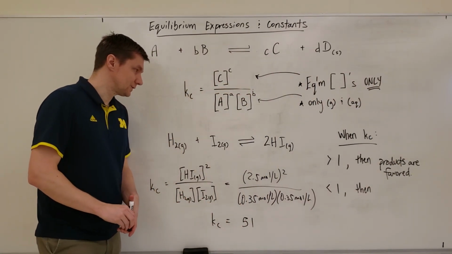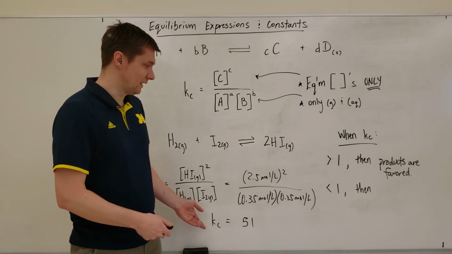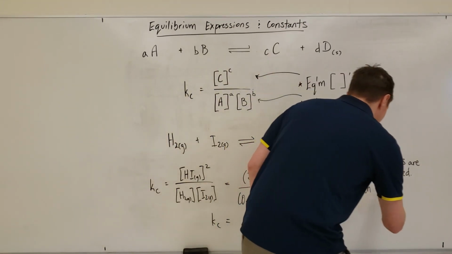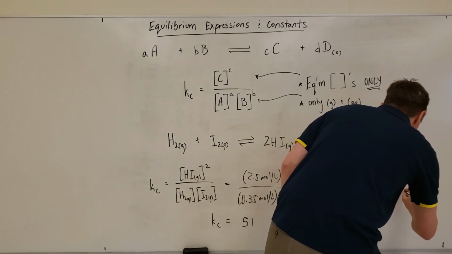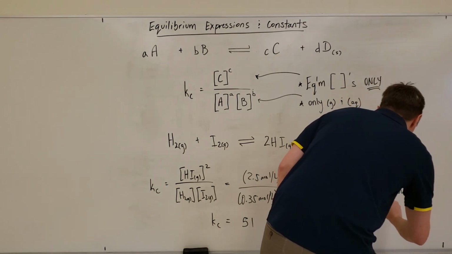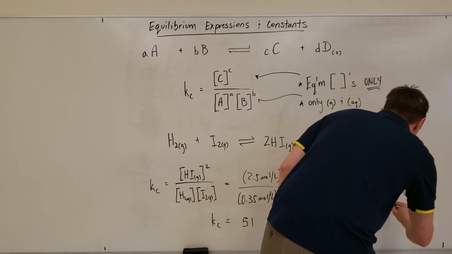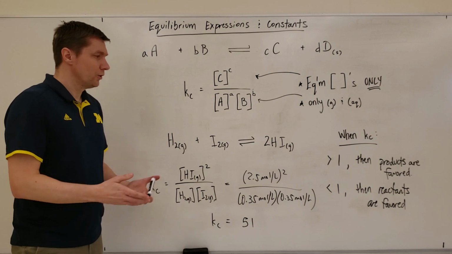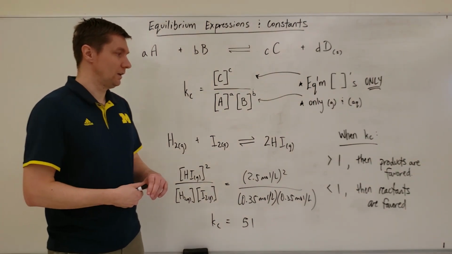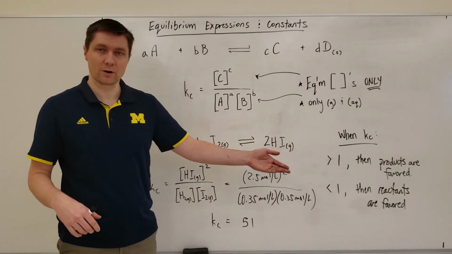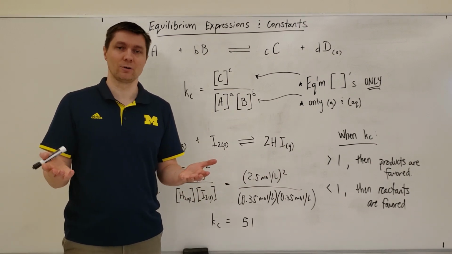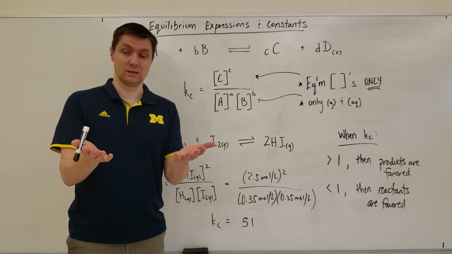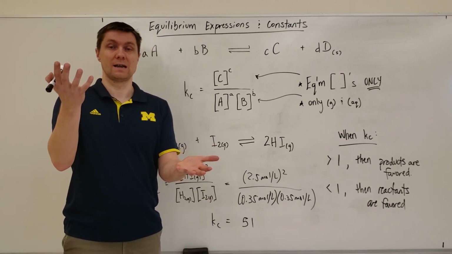The next thing is, if I have a Kc value that's less than 1, then that's going to mean that the reactants are favored. And so those concepts just really mean that if Kc is greater than 1, meaning the products are favored, it just means that in that chemical reaction, at equilibrium, that's the key, I have more products than I do reactants.